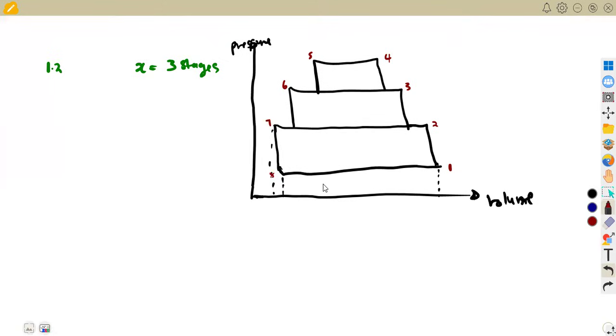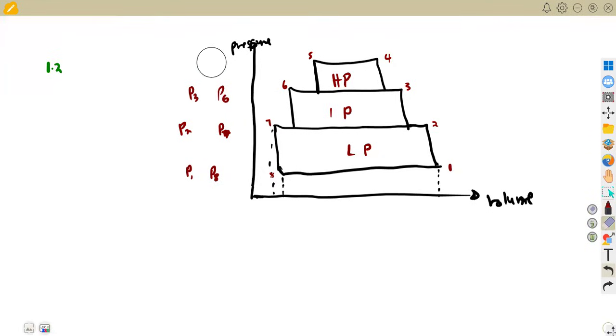That is what is important, and also to know that here we are talking about the low pressure cylinder. Then we've got the intermediate pressure. Then we have the high pressure. These are the most important things that you are supposed to consider. And according to our pressures, here we shall have P1 and P8 at the same time, P2 and P7, P3 and P6, P4 and P5.